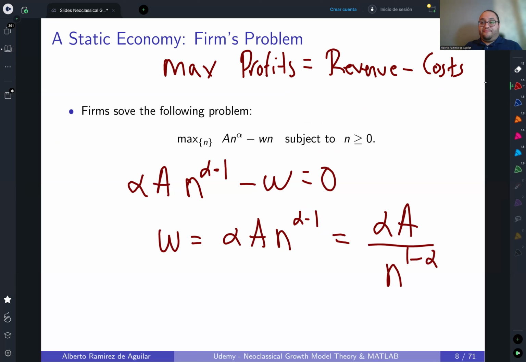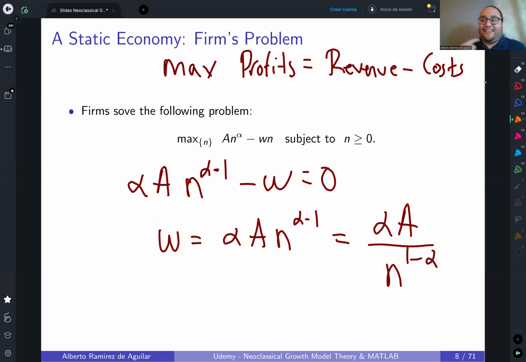Now, a couple of things. This equation here is the first order condition of the firms. So the firms are going to take the wage as given. That means they understand they cannot influence it. So they're going to take this number as a number, not as a thing that they can manipulate. And because they also know the value of alpha and the value of a, they will be able to solve for n. Okay, and that's going to give them the optimal labor that they should demand given the wage.